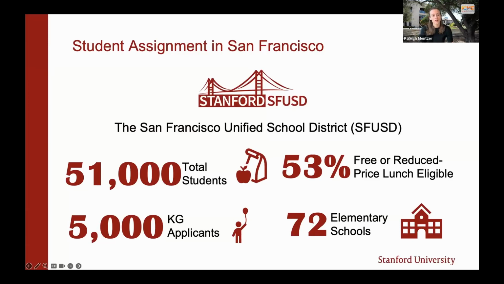Each year, there are about 5,000 applicants for kindergarten, and we're going to try to assign those students to one of 72 different elementary schools. There's also a number of other complicating factors here. SFUSD offers many different language programs. Within those 72 different schools, there are actually about 150 different sub-programs total. This includes things like special education, language immersion for non-native speakers, and then there are also programs for English language learners as well.